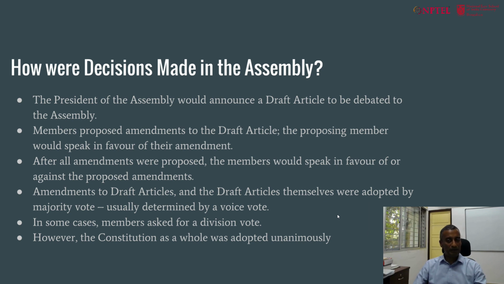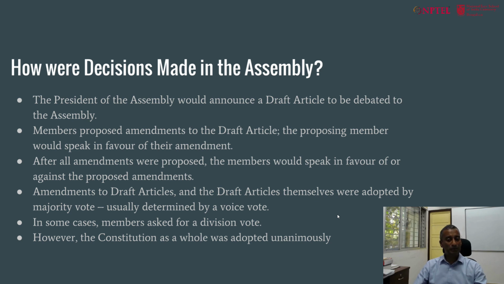Members who proposed amendments to the draft article would speak and suggest why they were proposing these drafts and what needed to be changed. The proposing member had the opportunity to both defend the draft as it stands, and more often than not, Dr. Ambedkar was left to stand and defend the formulations in the draft constitution.